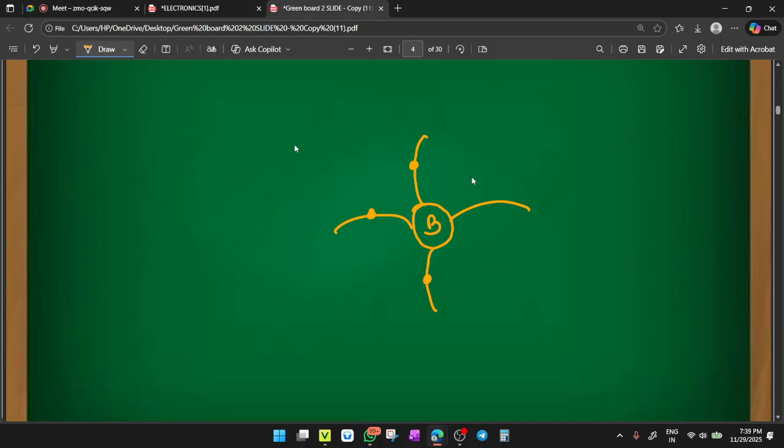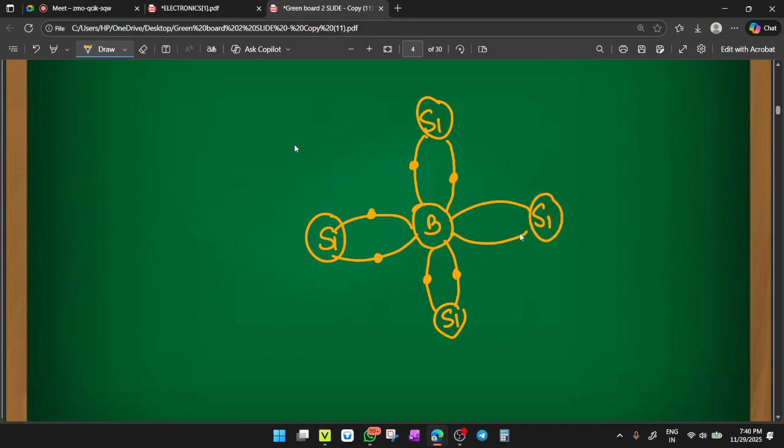What happened? You see the silicon, so this is one silicon, this is the second silicon, and this is the third silicon with its own electron, and the fourth silicon electron is here. Clear? So in this fourth bond of silicon, there is no electron. So this behaves as a vacancy and is called a hole. So by one acceptor atom, there is one hole. Clear? So this is called a p-type semiconductor.